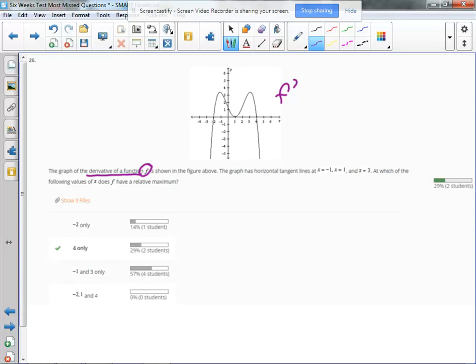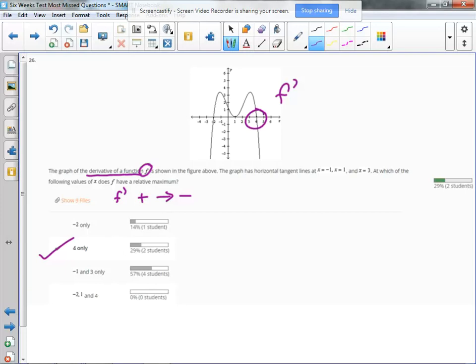So as soon as I read that, knowing that I'm looking at the derivative, I'm going to write this. I'm going to say f prime positive to negative. Because where f has a maximum, f prime is going to change from positive to negative. So I'm looking for positive, negative, that's at 4.